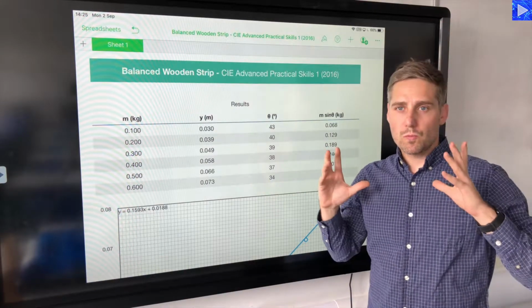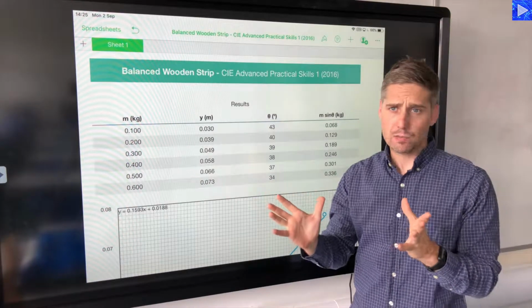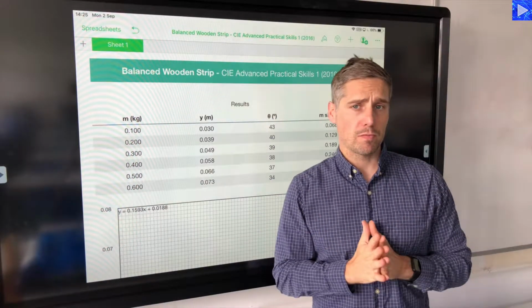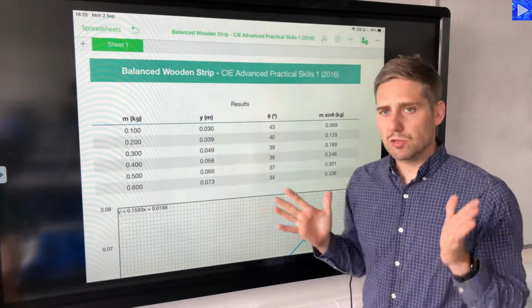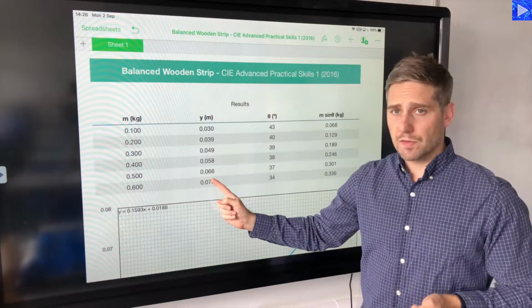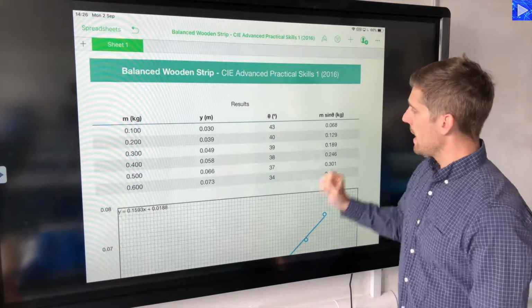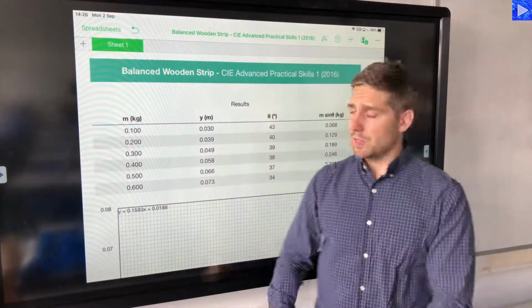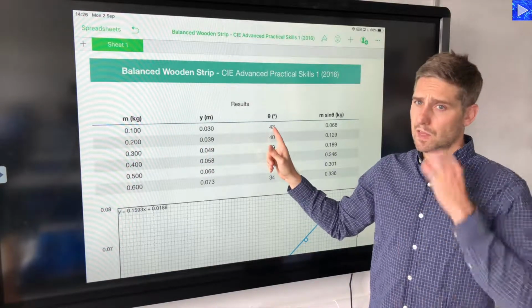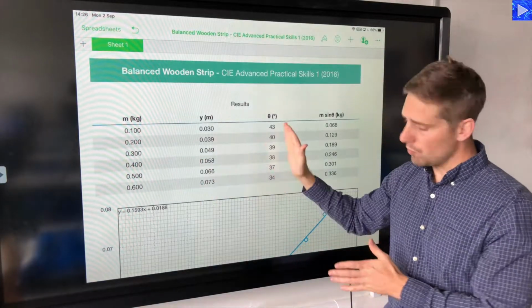Hi, I'm going to go through the analysis now for this task with the balanced wooden strip, the CIE Advanced Practical Skills 1 paper from 2016. We collected mass, length of the spring and angle data for this wooden strip. The instructions also told us to include a column for m sine theta, so that's the mass multiplied by the sine of this angle. These were already calculated for me, these are raw measurements.